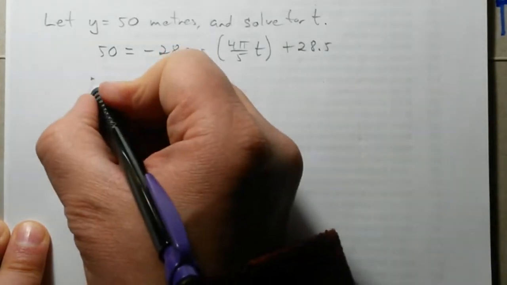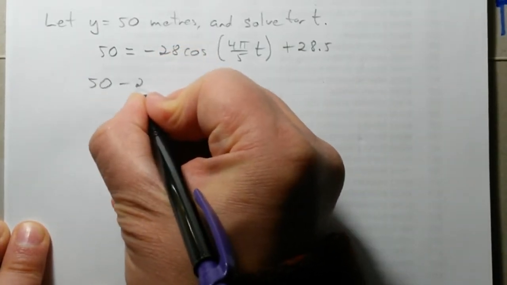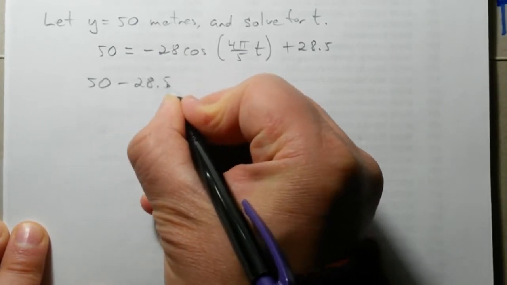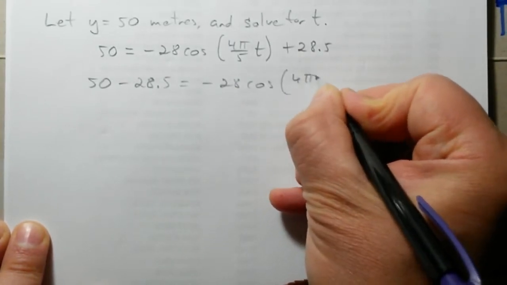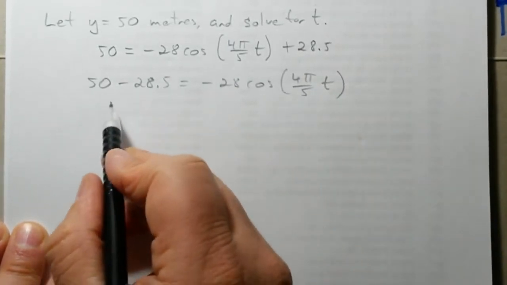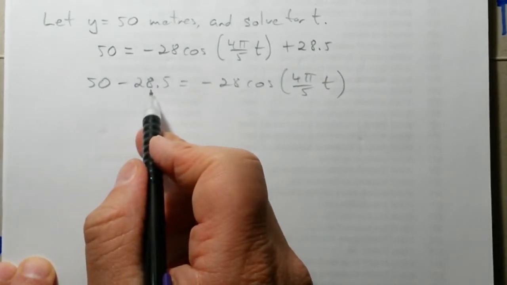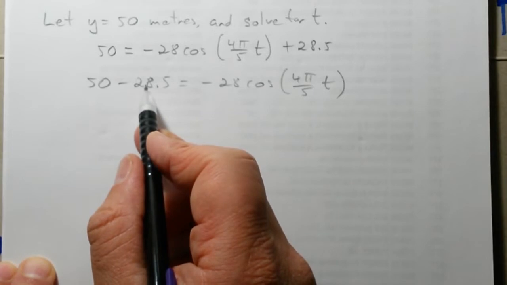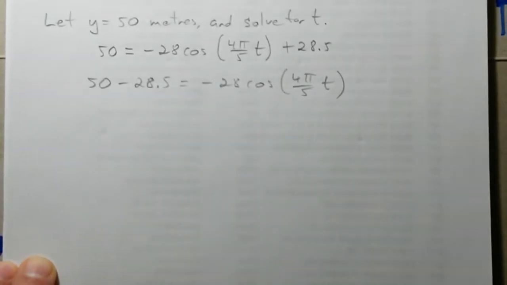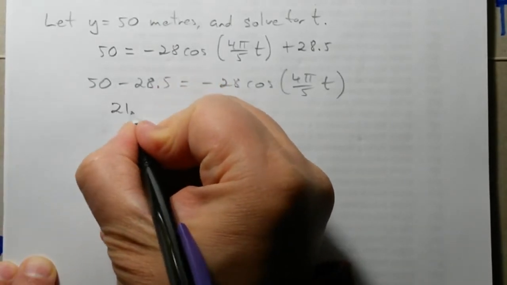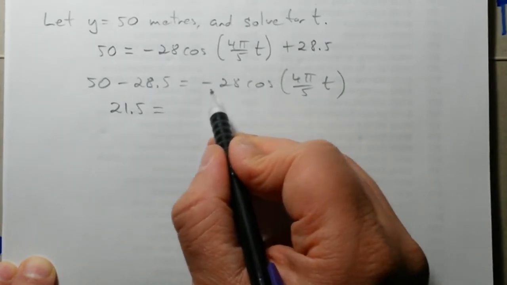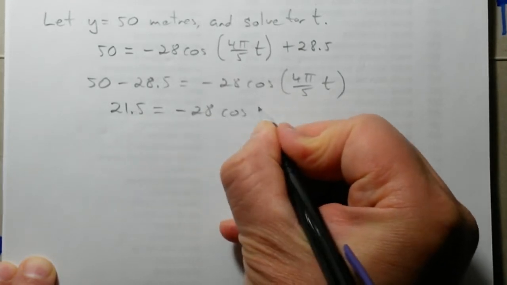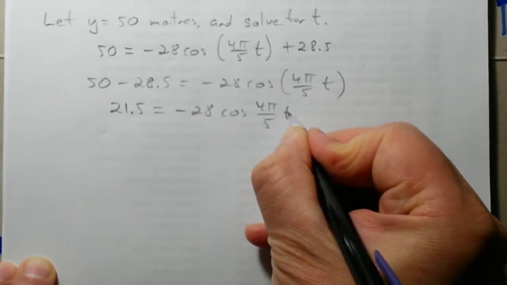28.5, let's move it to the other side. This becomes 50 minus 28.5 equals negative 28 cosine 4 pi over 5t. All right, what's 50 minus 28.5? 50 minus 28.5 is 21.5. So 21.5 equals negative 28 cosine 4 pi over 5 times t.